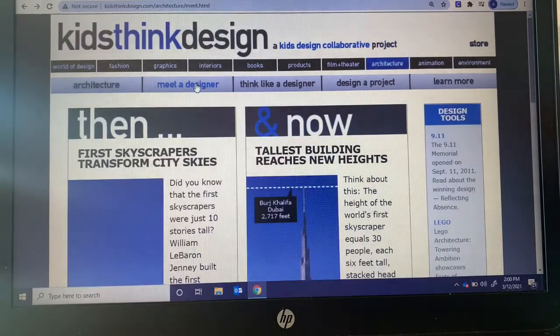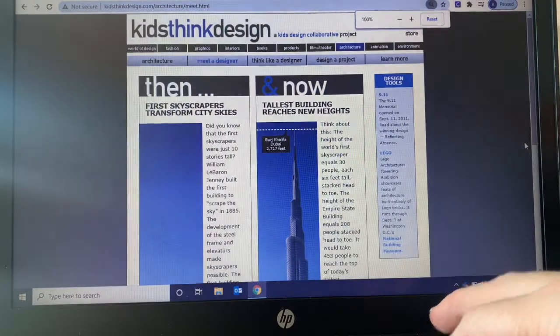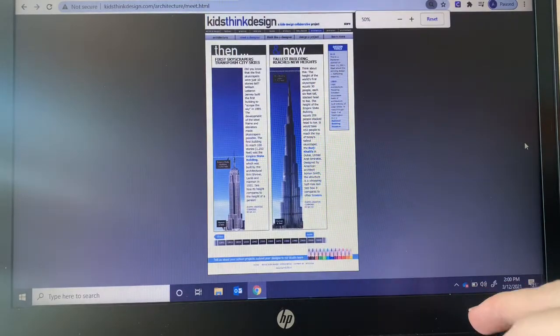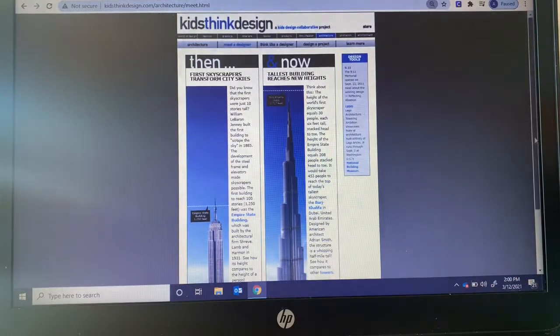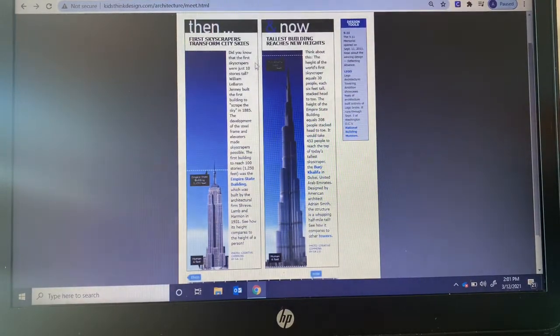Now that we learned about architecture, let's talk about skyscrapers. They're the tallest structures that we have. And here you could see two skyscrapers, and you could see the comparison of then and now. And it says, did you know that the first skyscrapers were just 10 stories tall? William Le Baron Jenney built the first building to scrape the sky in 1885. The development of the steel frame and the elevators made skyscrapers possible.